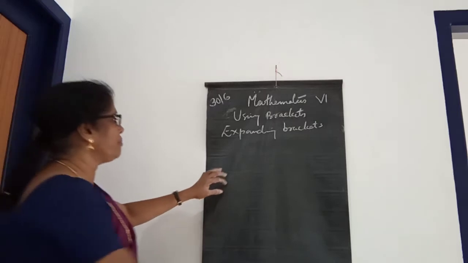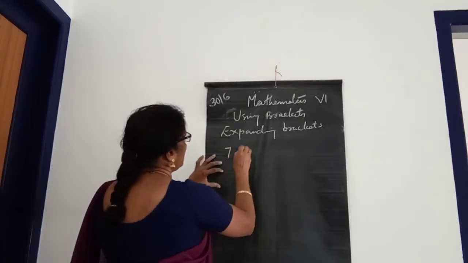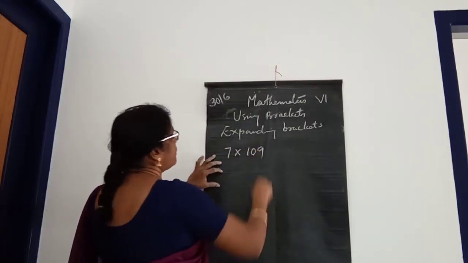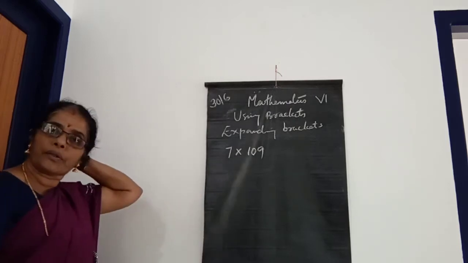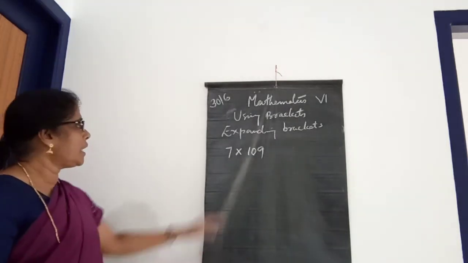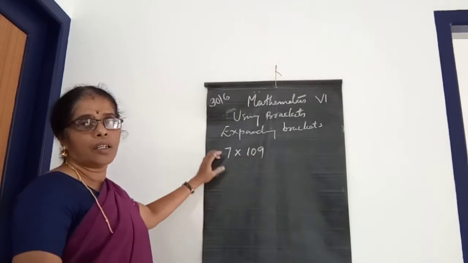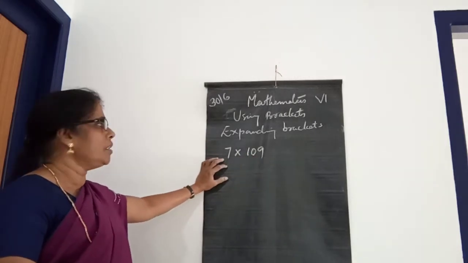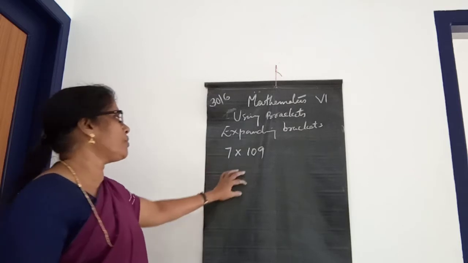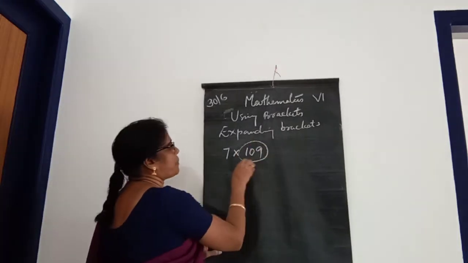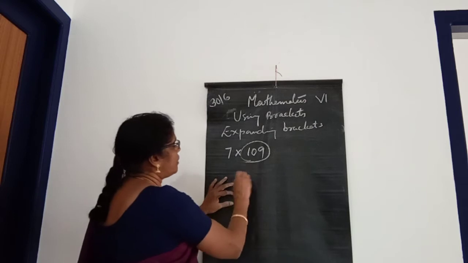Yes, look here, children. 7 into 109. So, expanding brackets. 7 is a 1-digit number, so there is no need to expand it. The next one, 109, we can expand. How do we expand that, children?